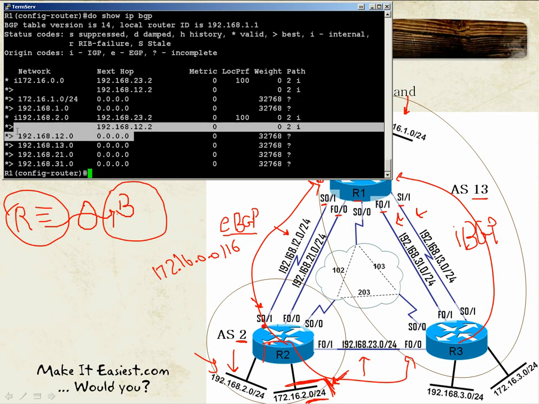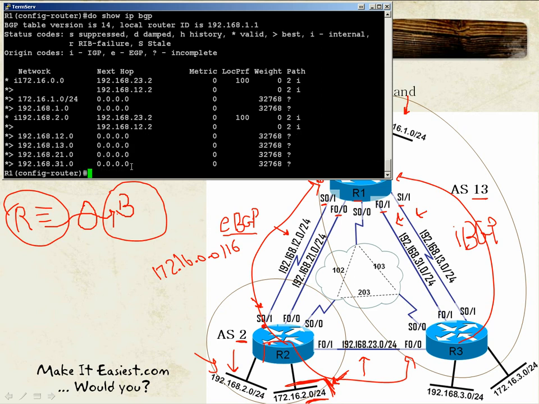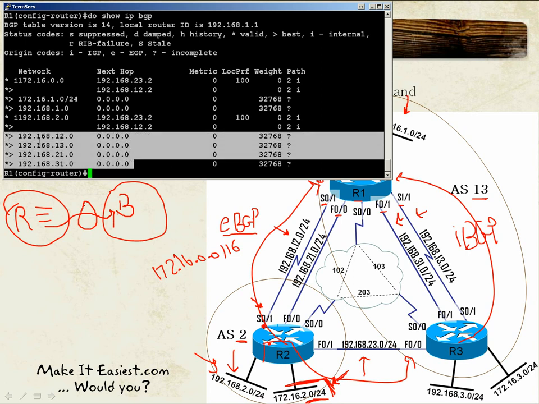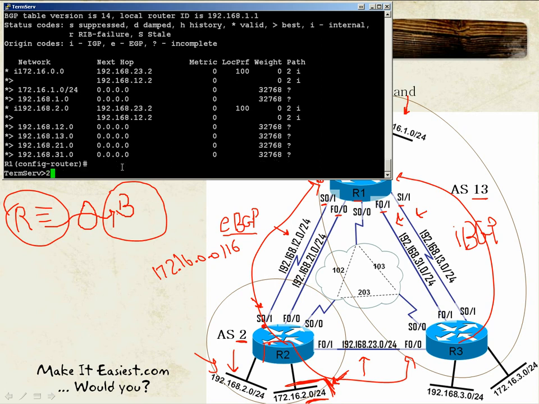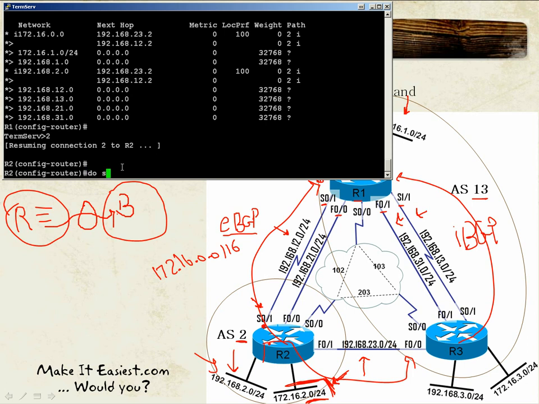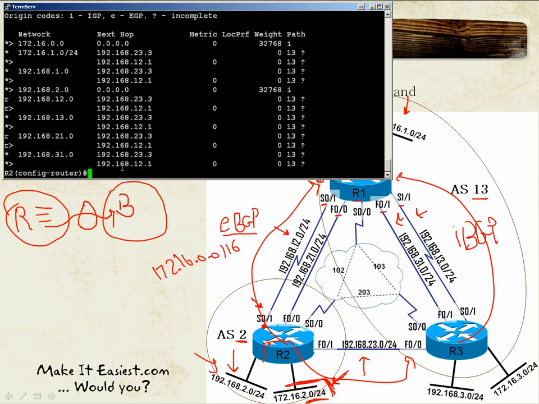And of course all of them have the best code, because actually we have originated these routes. Okay, so to verify this, let's go over to router 2 and see what kind of information it has received from router 1.